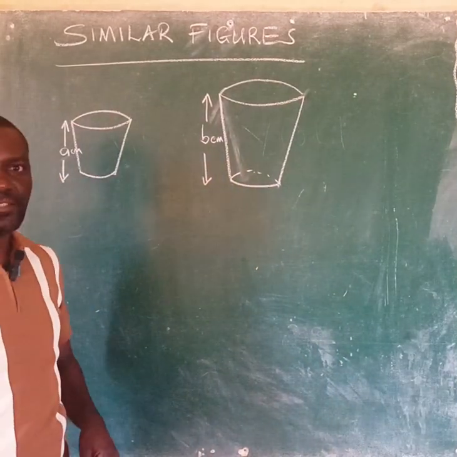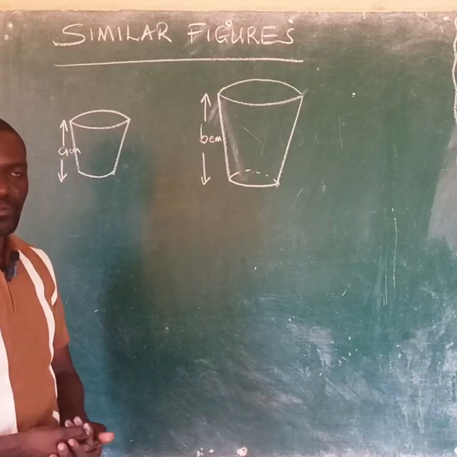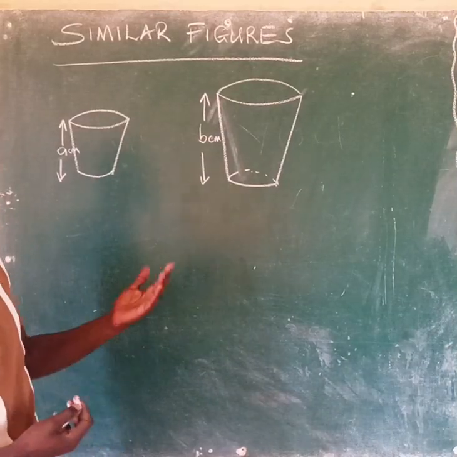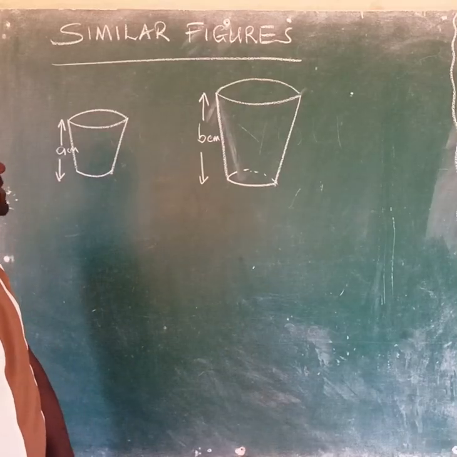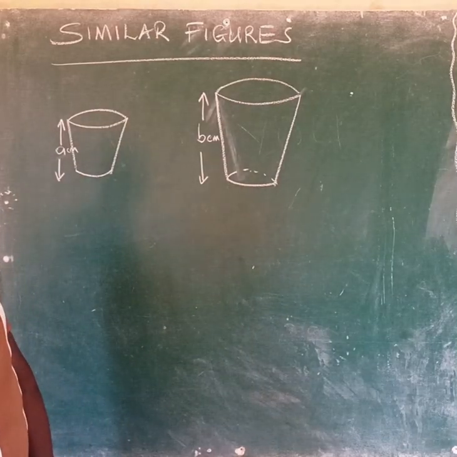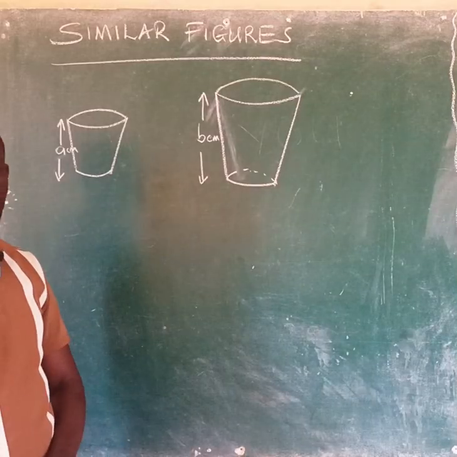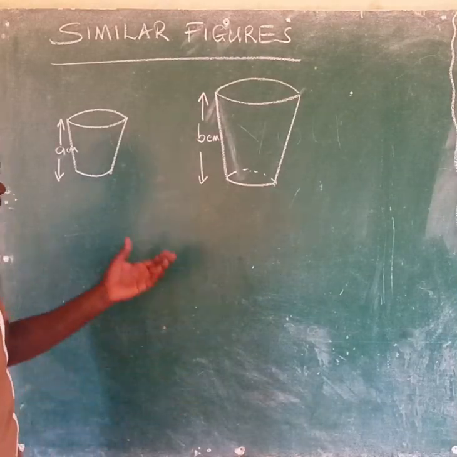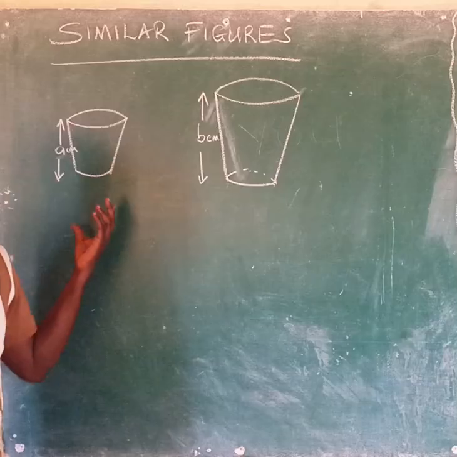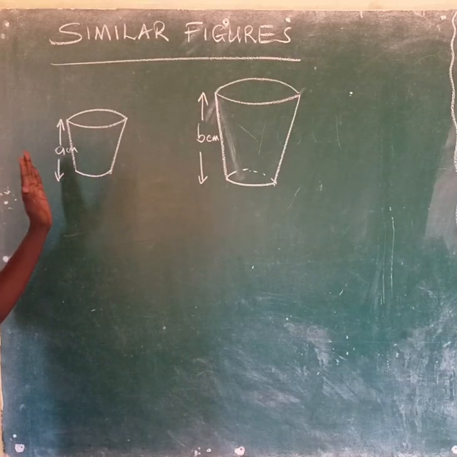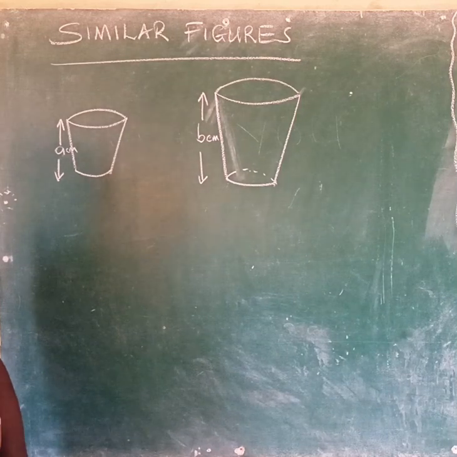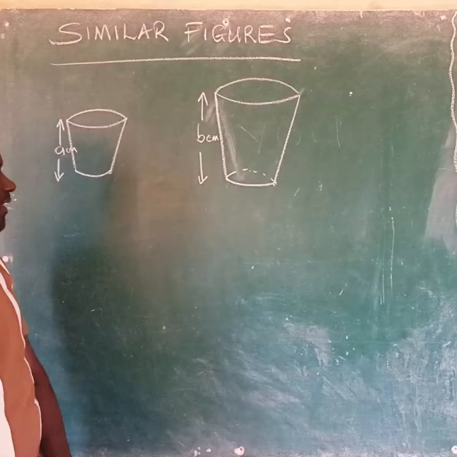I want us to look at similar figures and how we can resolve problems that involve similar figures. First of all, we try to understand what really happens when you have similar figures. So let's say I have two buckets that are similar. The first one has a height which is A centimeters, and then the second one, the height is B centimeters.